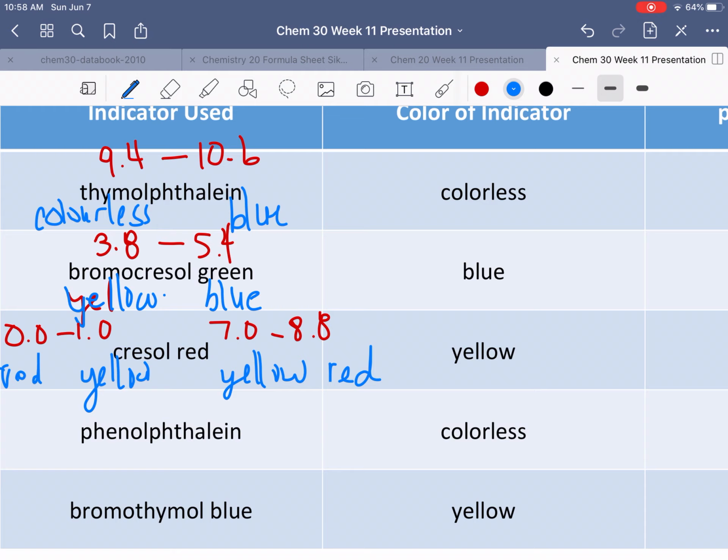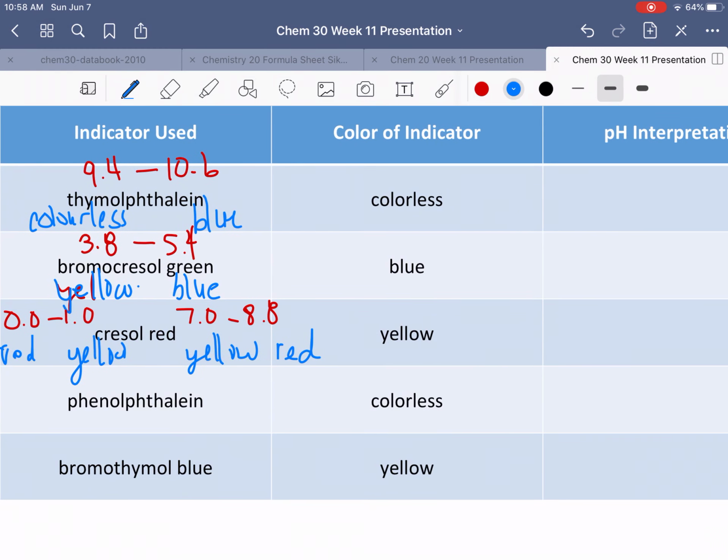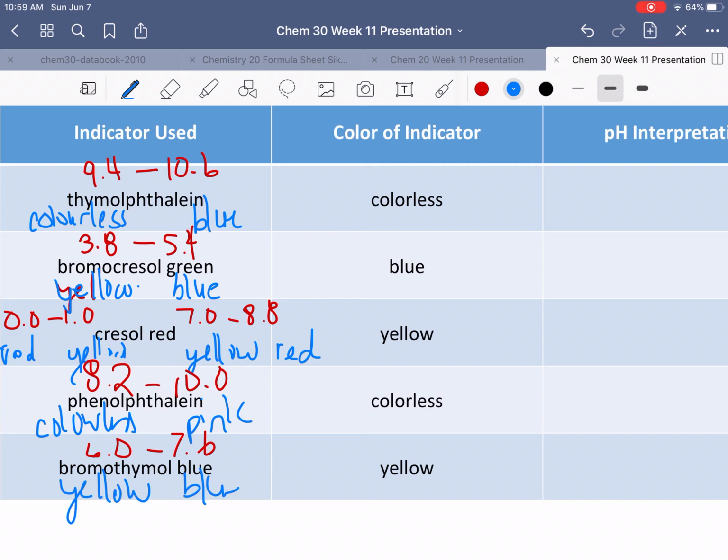Now, keep going. Phenolphthalein. Moving on to phenolphthalein, we have an 8.2 to a 10.0 range. Super useful for bases, right? And it goes from colorless, this is a very, very common indicator used, all the way to pink. Bromothymol blue, on the other hand, is that one we talked about before, 6.0 to 7.6, and going from yellow to blue. All right, now here's how I analyze this next.